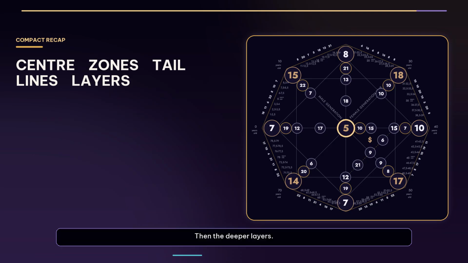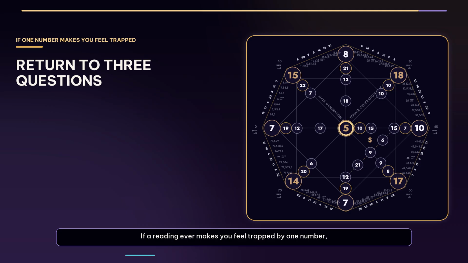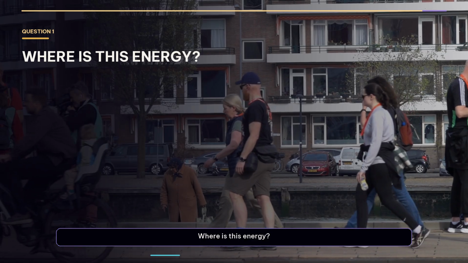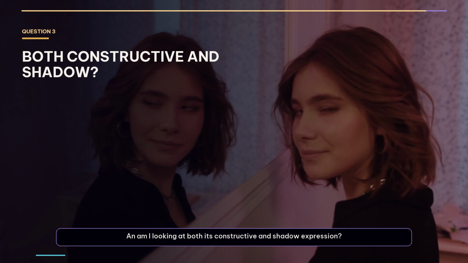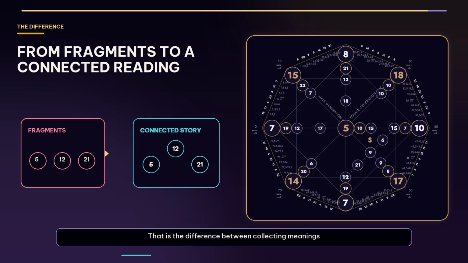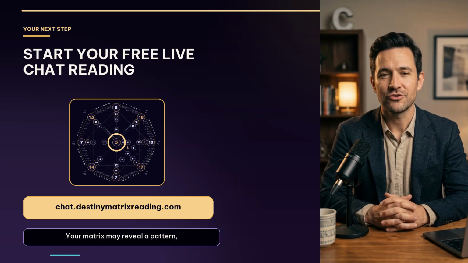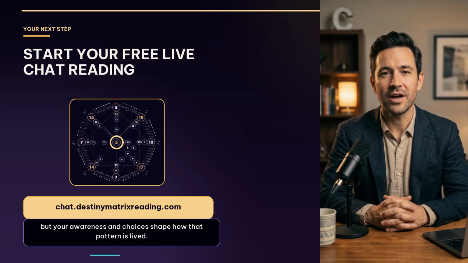Then the deeper layers. If a reading ever makes you feel trapped by one number, return to 3 questions. Where is this energy? What is it interacting with? And am I looking at both its constructive and shadow expression? That is the difference between collecting meanings and actually reading a chart. Your matrix may reveal a pattern, but your awareness and choices shape how that pattern is lived.